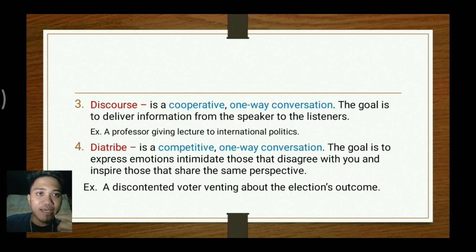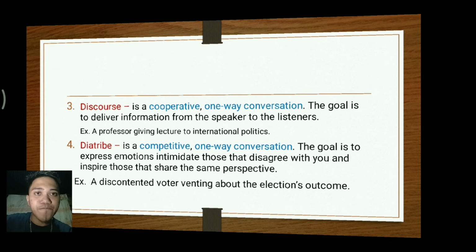If you are a voter and you are discontented with the outcomes of the elections, if you voted Leni Robredo, well, basically you are venting, and it is a one-way conversation. Let's proceed.